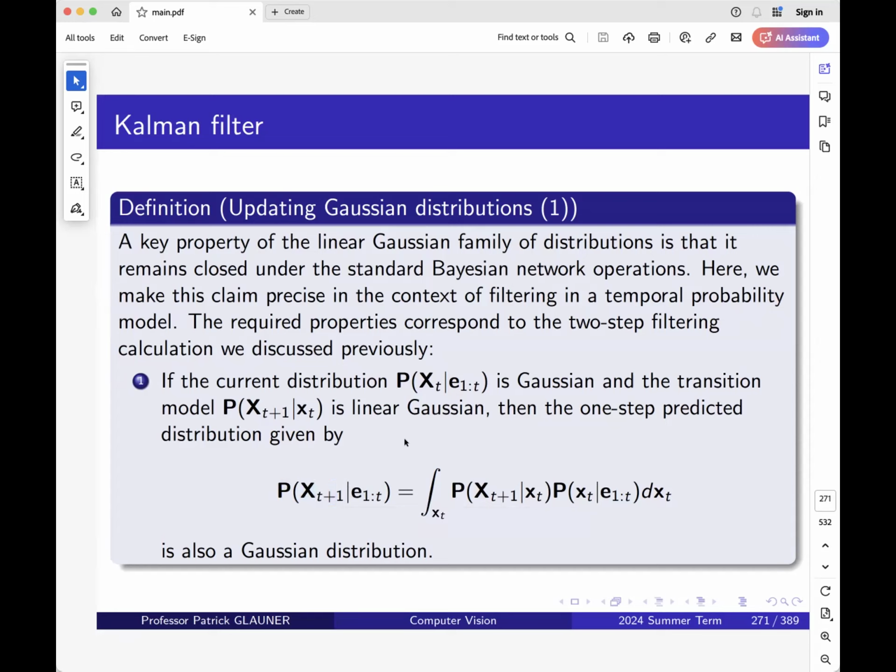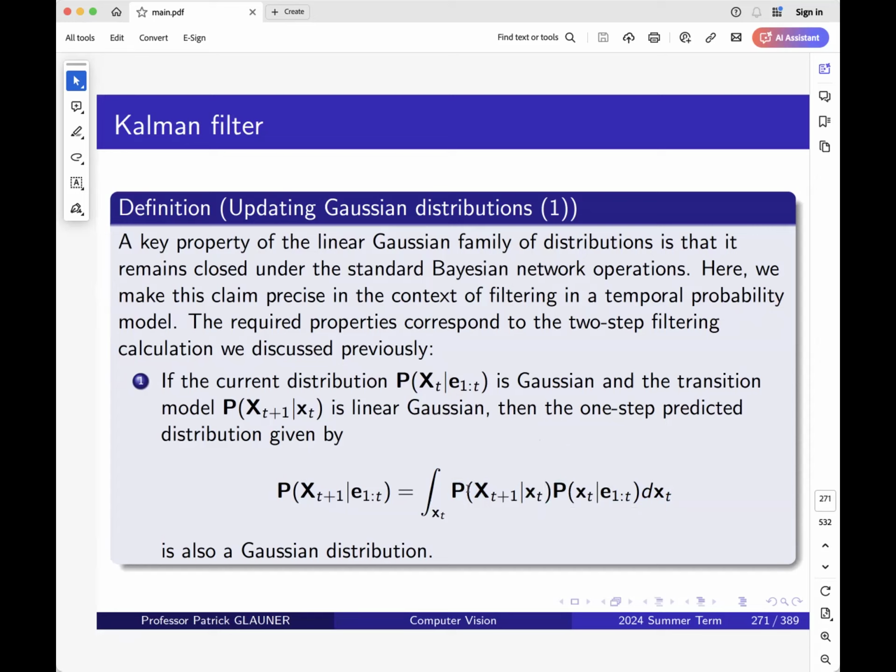And then what I can say is it's an integral. This time it's not a sum anymore, because when we looked at our temporal models, we used sums to describe this because it was discrete. Now it's continuous, so we need integrals. And we use the transition model, which is xt plus 1 given xt times p of xt given all the evidence. We have introduced this before, and it's an integral along xt, so dxt. And this is also a Gaussian distribution.